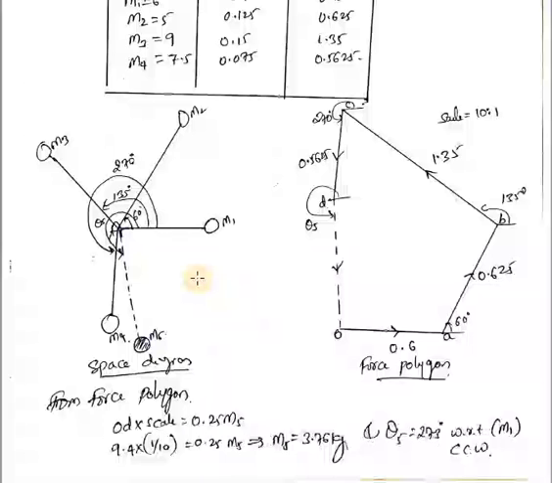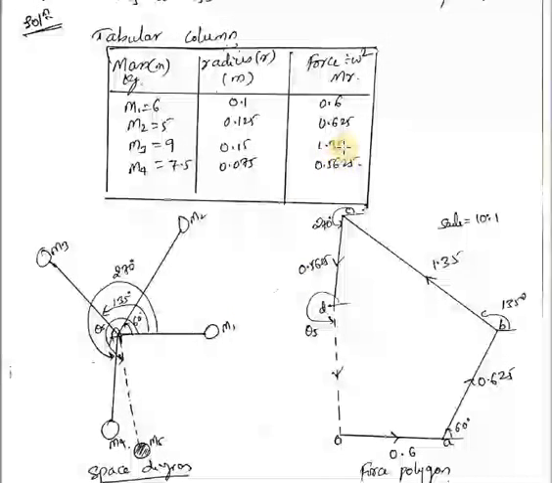So after the construction of this space diagram, you need to construct the force polygon. So to construct the force polygon, you have to use this tabular column. Okay, that is this last column. With the help of this last column, you need to construct the force polygon.